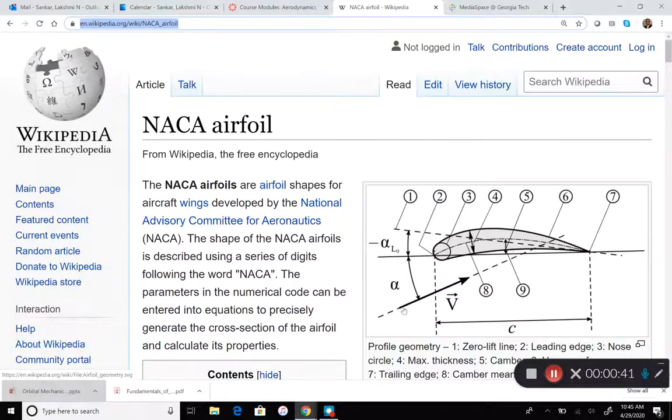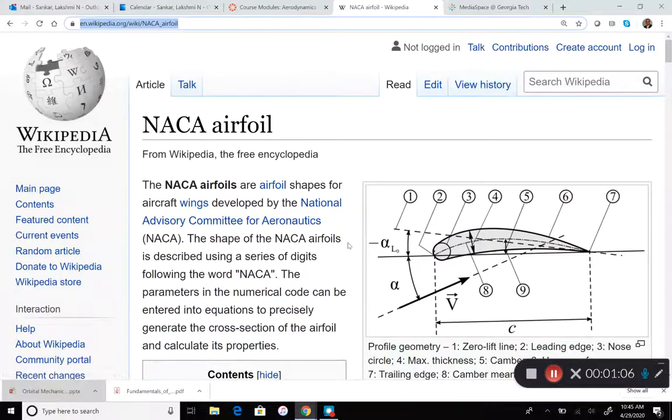We said the angle of attack is the angle between the free stream velocity and the chord line. We also talked about the angle of zero lift. At certain alpha, usually a negative angle of attack, the CL becomes zero for cambered airfoils. So in our lecture, we called it alpha naught. So all these things are shown in this particular picture.